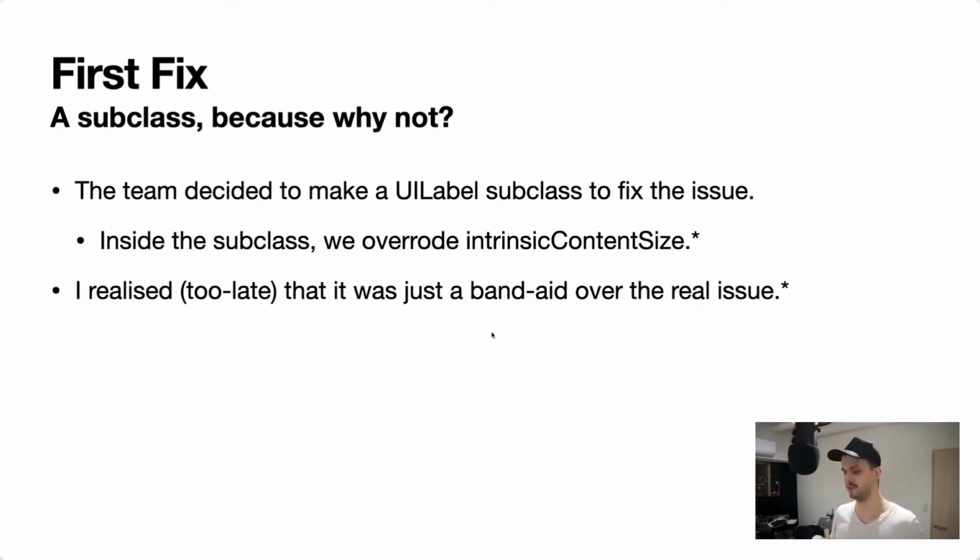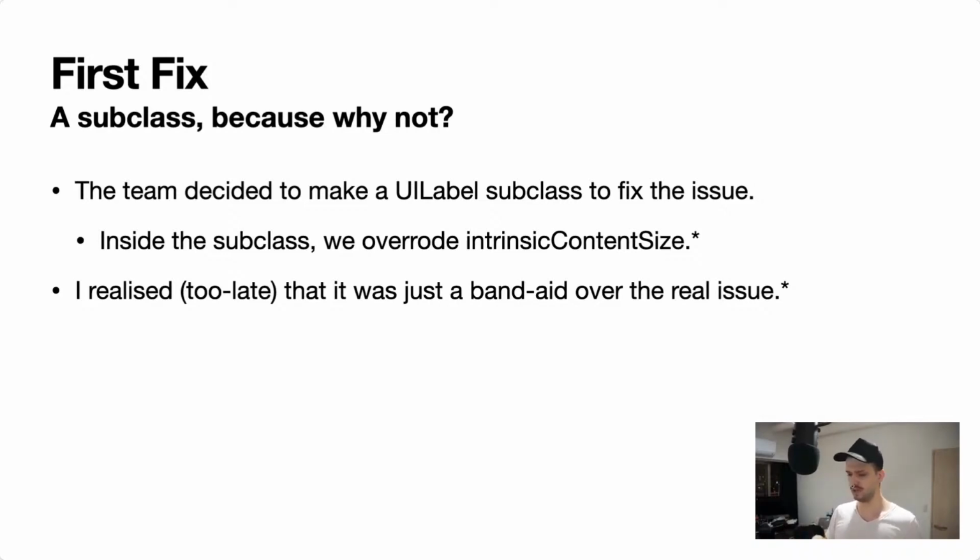The first fix, and I was directly involved in this, was a subclass, because why not? We decided to make a UILabel subclass to fix the issue, and I know there's probably a few people being like, "Oh, subclasses, just use SwiftUI or something," but it's what we needed. And inside the subclass, we decided to override intrinsic content size. And our rationale for that was, well, the text was clipping, right? So the size was too small. The text wasn't fitting. It was going over the edge. So we needed to make sure that the label didn't clip. Let's give it a larger drawing rect.